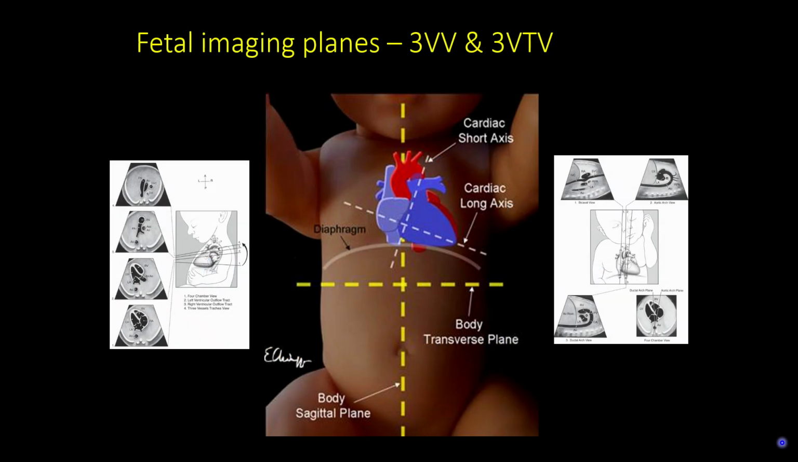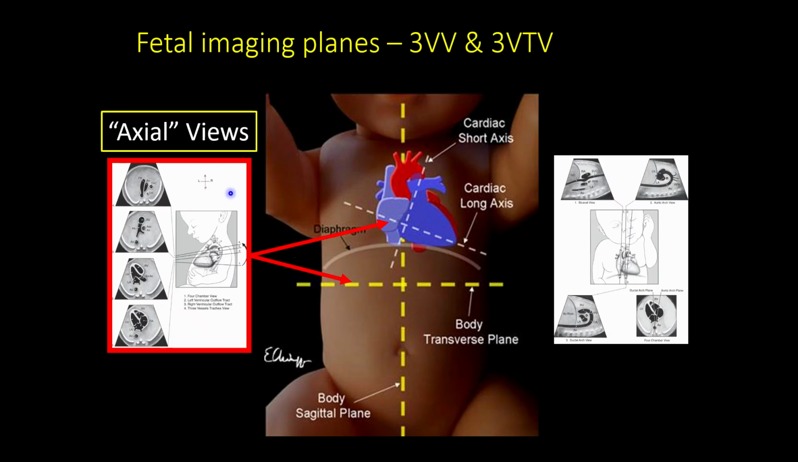Now, again, these views, the 3-vessel and 3-vessel tracheal views, are derived from the transverse fetal body planes. And specifically here, you can see that the cardiac long axis is derived from a slightly different angle than the fetal transverse body plane. And these views here on the left panel are the views that we will be obtaining from the 4-chamber view up to the outflow tracts. This is the 3-vessel view, and then this is the 3-vessel tracheal view.